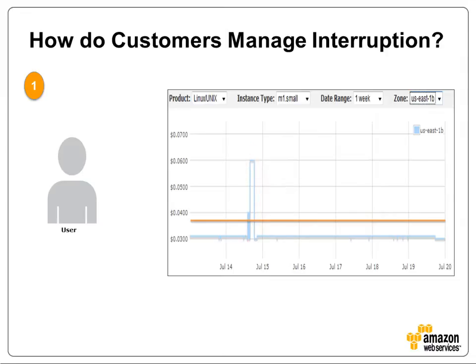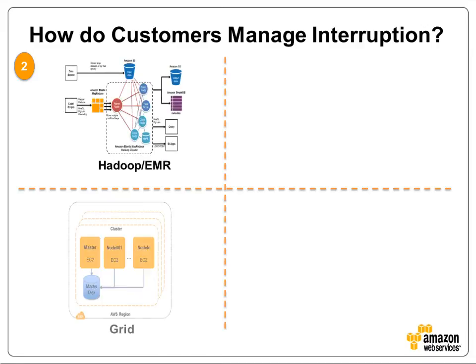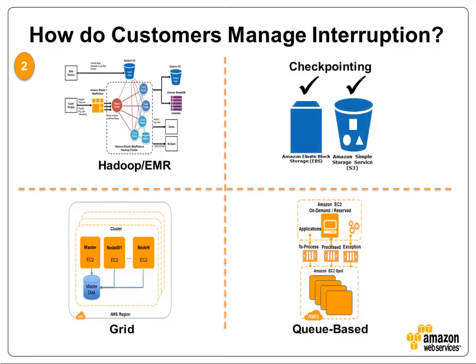One way is to change their bidding strategy. They start by bidding higher than the on-demand price, and if their workloads are interrupted, they just restart the process. Another way is to architect their application for failure using EMR or Hadoop-based, grid-based, queue-based, or checkpointing-based architectures. Now let's take a quick tour of how some customers use these architectures.